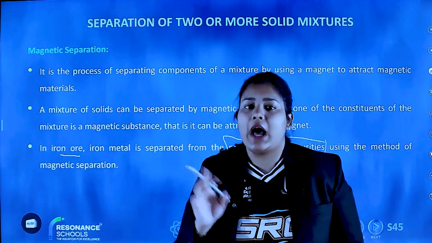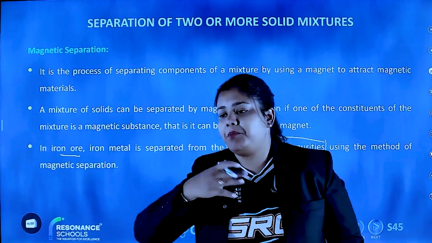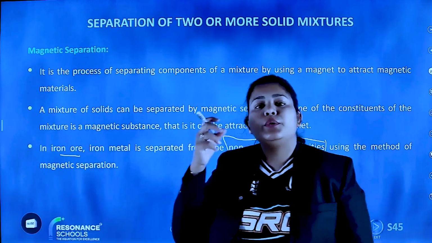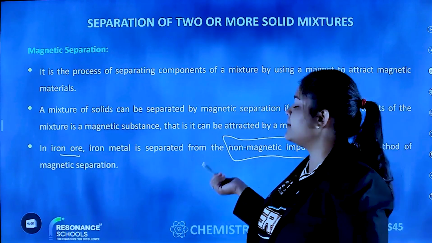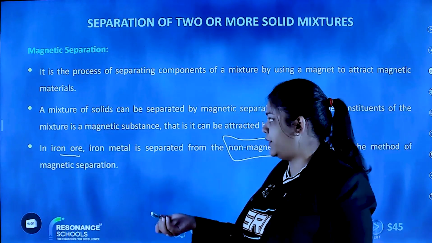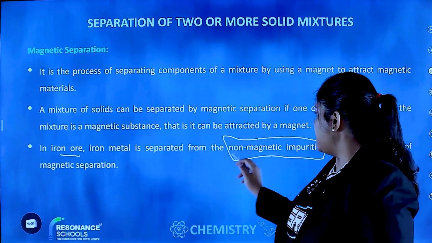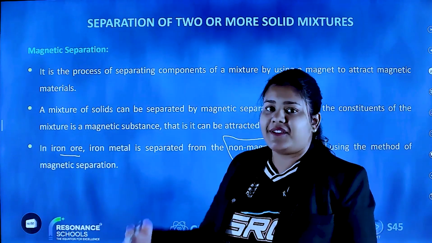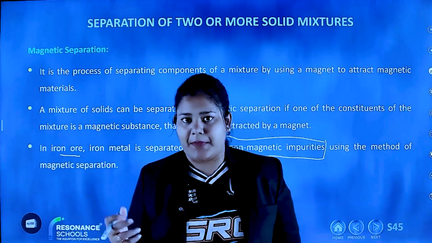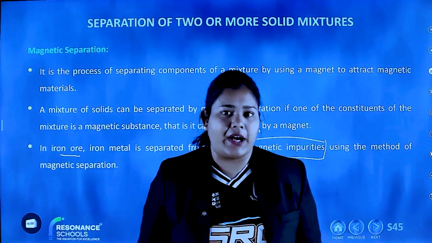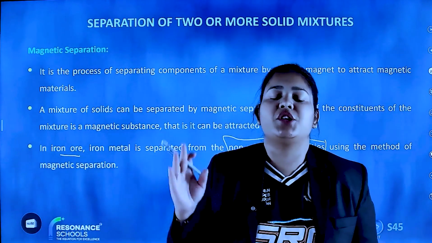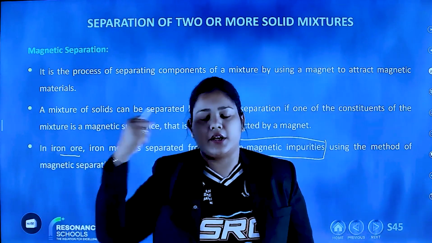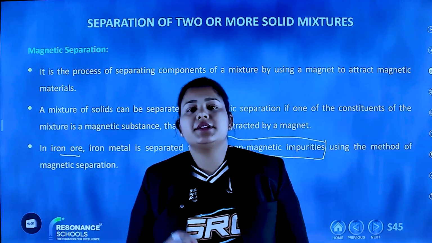Ore means metal with its impurities. So impurities we have to flush out, and the pure metal we have to take out, right? To take out the pure metal, magnetic separation is a very useful technique. Iron metal is separated from non-magnetic impurities using the method of magnetic separation. So when we dig out iron ore, iron is attracted to the magnet and other impurities are not. So there magnetic separation is very useful, so that impurities are left behind and the iron is attracted towards the magnet, right?